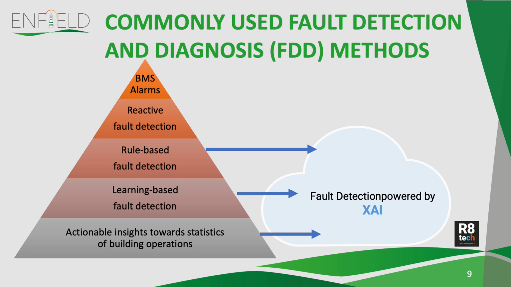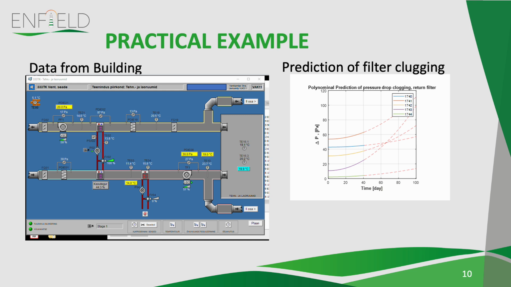On the next level are rule-based fault detections, learning-based fault detections, and fault detections based on statistics of building operations and analysis of data. And all this analysis requires data and requires some smartness. Here I would like to bring a practical example of a fault that cannot be detected without analyzing data. And this is a very simple fault. This is not a critical fault, but it causes an increase of energy consumption.